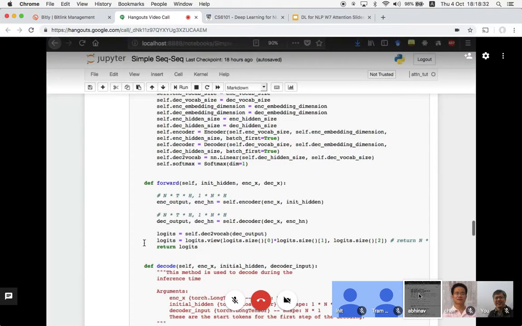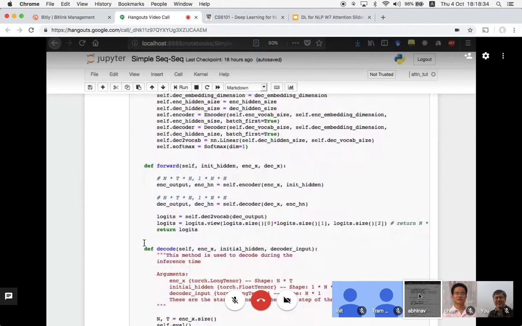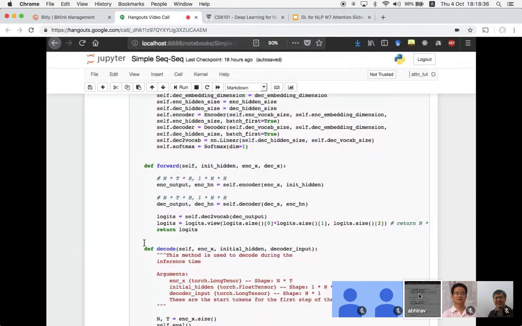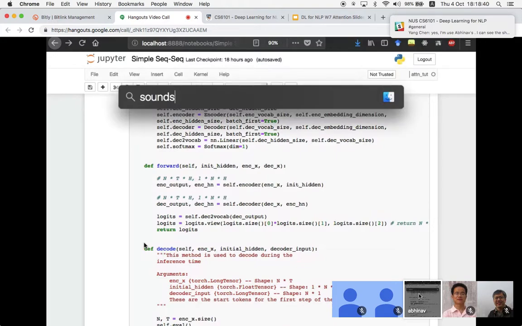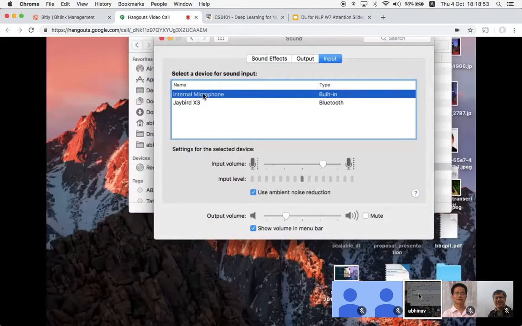Abhinav, can you turn on your microphone? Is your microphone on? I think it's on. You don't seem to hear any noise. Can anyone else verify whether they can hear the video screen? Now can you hear? Yeah, yeah. Okay.